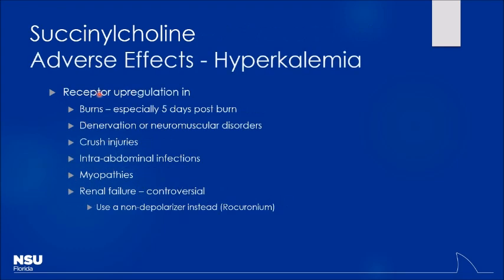So as I mentioned, the upregulation of the receptors, especially burns like 5 days post-burn, denervation, crush. We mentioned all these already, so just be aware of that. Now, if a patient has renal failure, it's not absolutely contraindicated to receive succinylcholine, because if I check a potassium and they're at 4, well, I can give them succinylcholine. It's probably not going to be a big issue. However, if I have a patient who's coming in with a history of end-stage renal disease or on dialysis, and I don't have time to get a potassium beforehand, would you use this? No, if I don't have the information, I'll probably just skip it and use something else instead, as we'll see in just a moment.